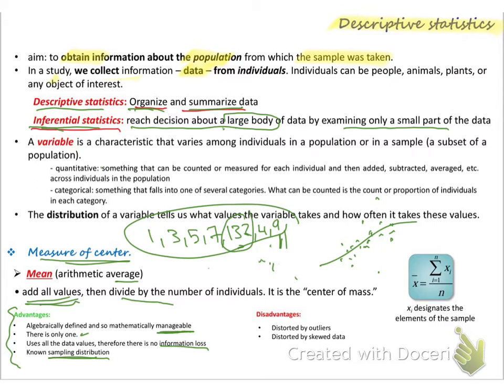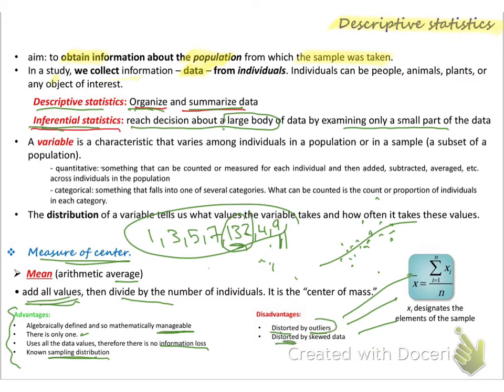Distortion means something wrong happened with it. All the outliers here will distort the mean. Instead of having the mean here, the mean will come up above it or below it or whatever. So the first disadvantage is distortion by outliers.